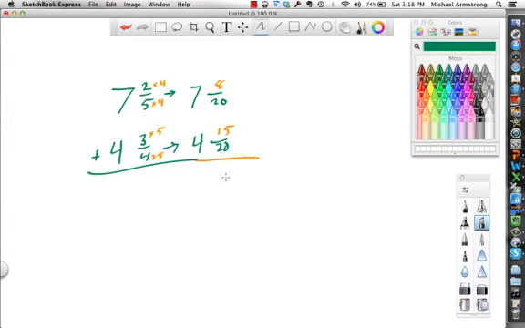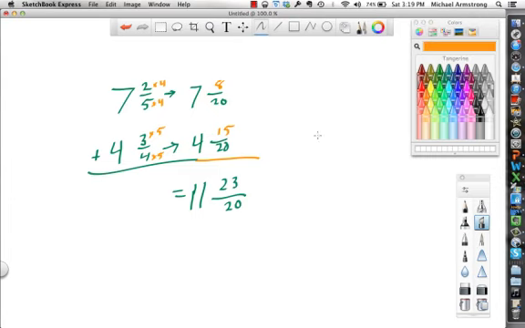So 8 plus 15. Ooh, this gives us one of those that we already kind of worked on. We have to simplify here. 8 plus 15 is 23. And that's more than our whole, 23/20ths. 7 plus 4 is 11. So I have 11 wholes plus 23/20ths. And this is fine, but we're not quite done.